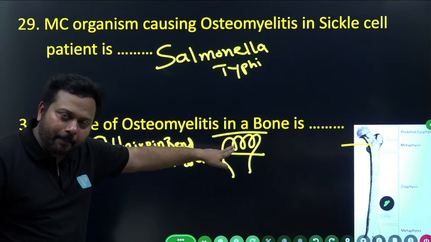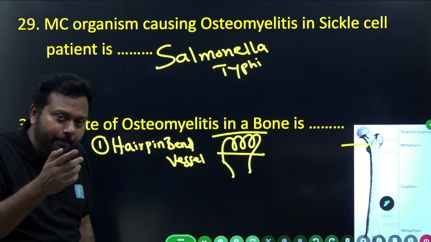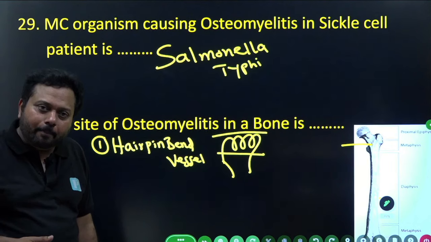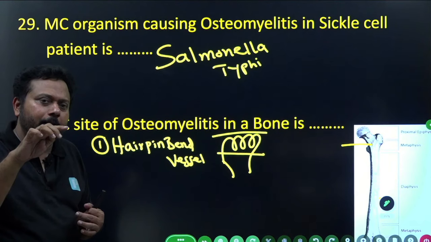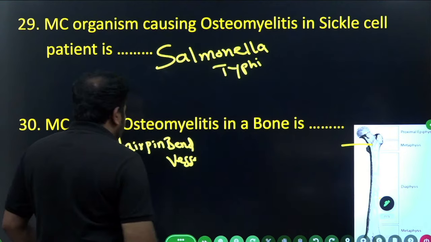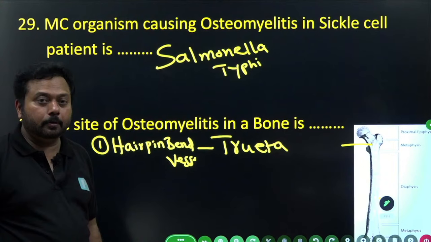Once it reaches the metaphysis, since there are hairpin bend vessels, the blood circulation slows down. Since the circulation slows down, the organism escapes from the stream. In the diaphysis the blood flow is very fast, so it can't escape. In the metaphysis, because of hairpin bend vessels, it becomes very sluggish and the organism jumps out. This is called the hairpin bend theory, or Trueta's theory. Trueta's hypothesis is the one proven hypothesis.